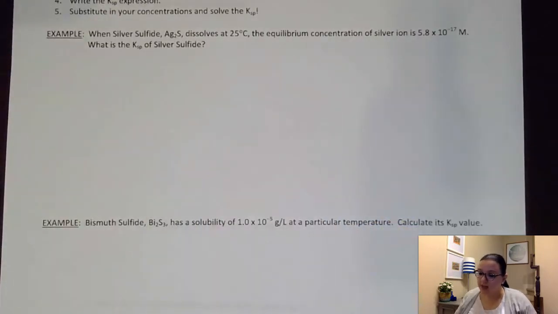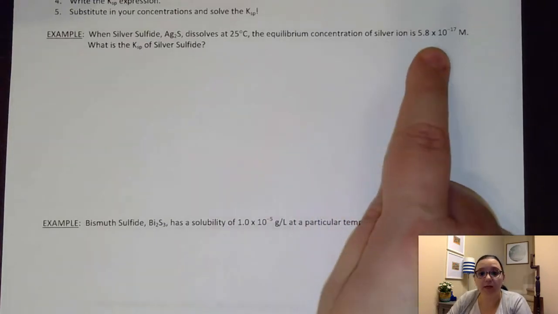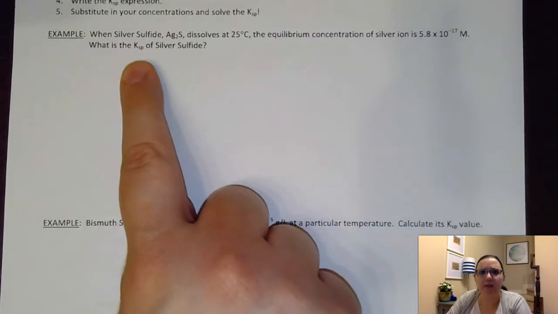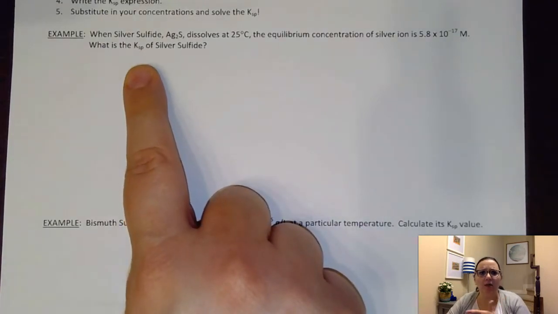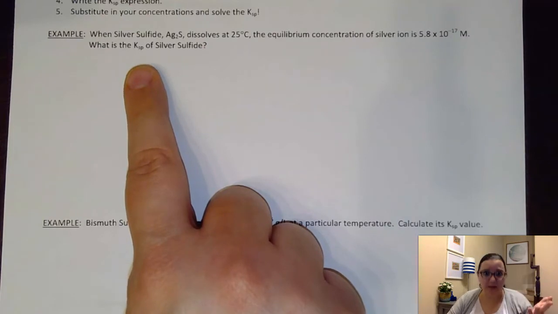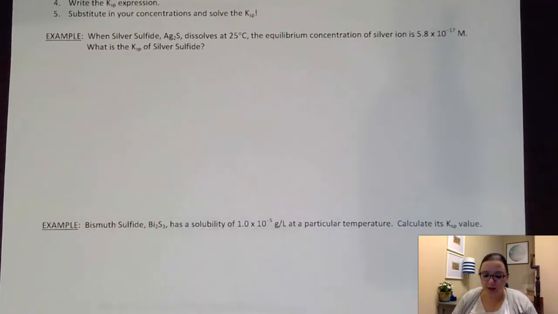So on this problem, it says, when silver sulfide dissolves at 25 degrees Celsius, the equilibrium concentration of silver ion is 5.8 times 10 to the negative 17th molarity. What is the Ksp of silver sulfide? If I checked silver sulfide on my solubility table, I would see that this is an ionic compound that doesn't normally dissolve. The reason they're asking me for Ksp is because this is one that is only going to dissolve a little bit, and that's why I'm allowed to calculate it.